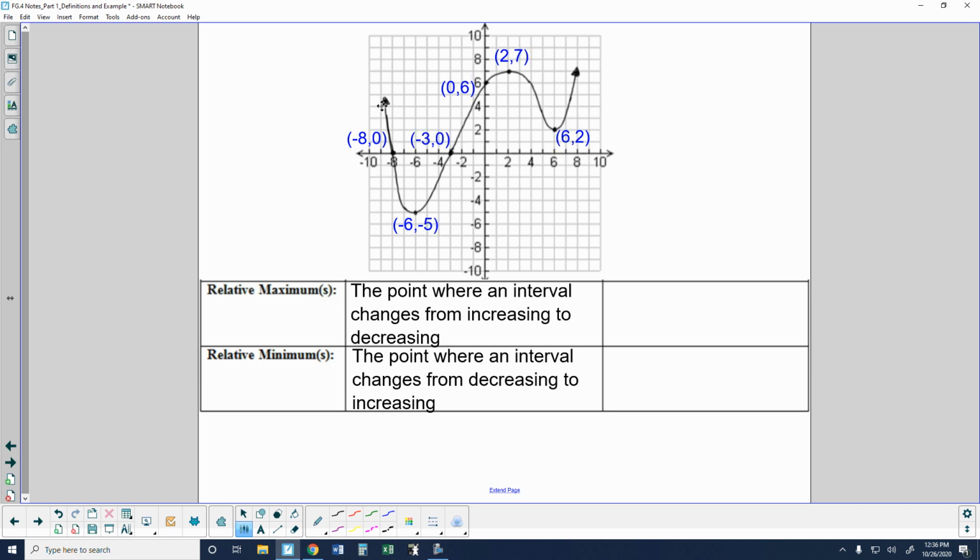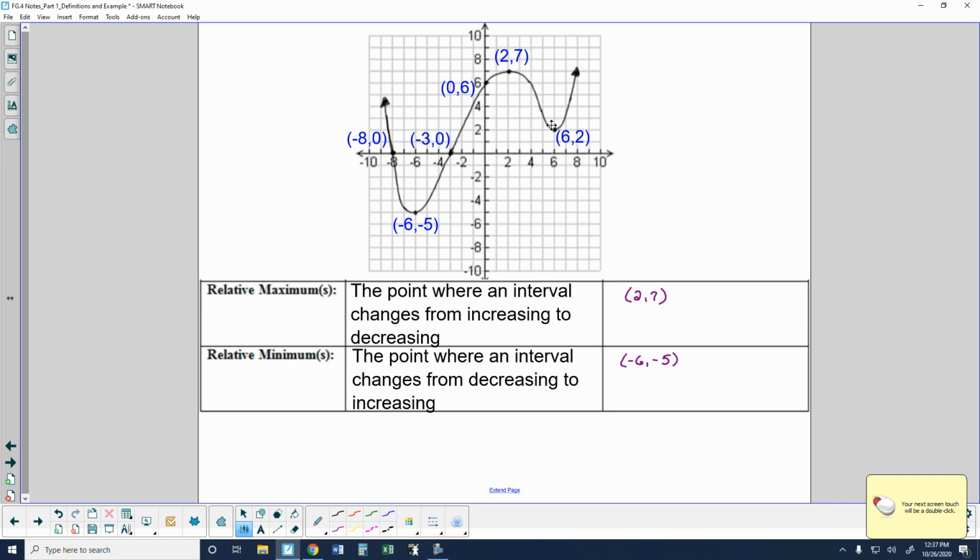So let's follow this graph again from left to right. This is a decreasing interval, we already stated, and now right here at (-6, -5), we turn around. This is a relative minimum. So it's the lowest point in that general area of the graph. Now, as I continue from left to right from (-6, -5), I'm increasing here. And at (2, 7), I'm changing from increasing to decreasing. That's a relative maximum.